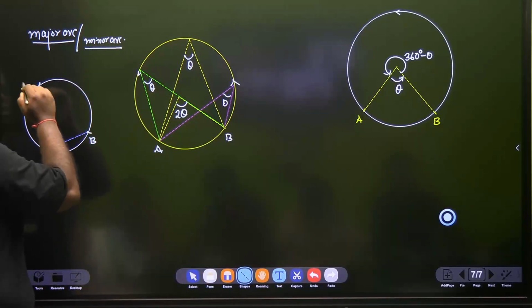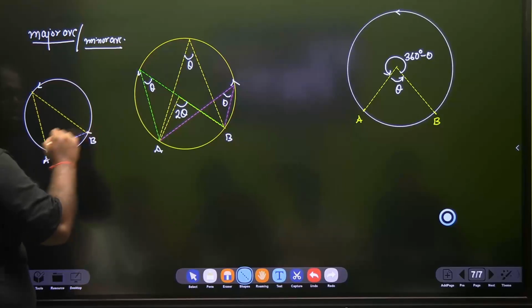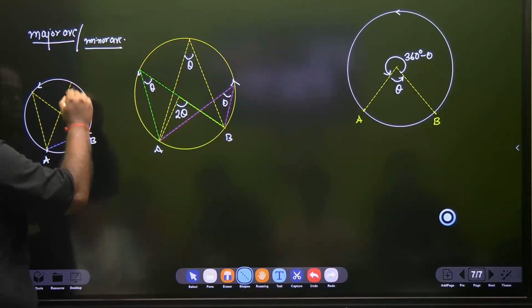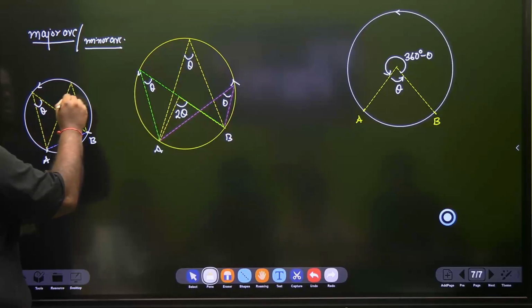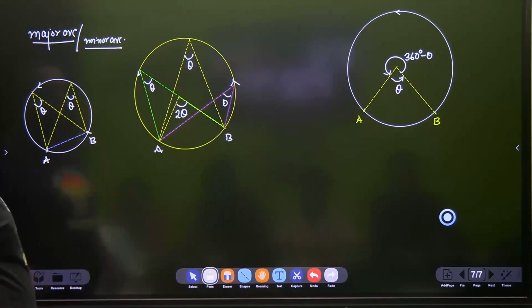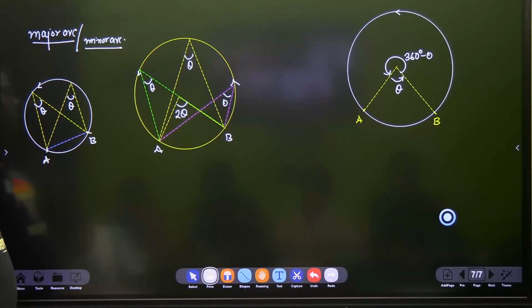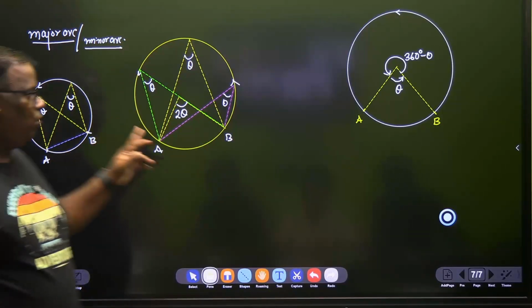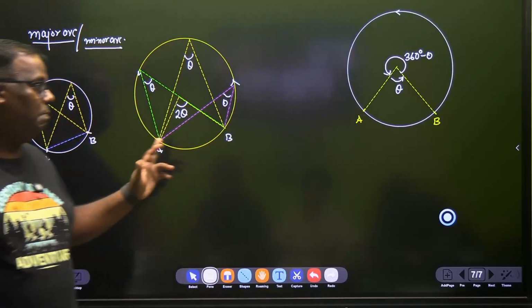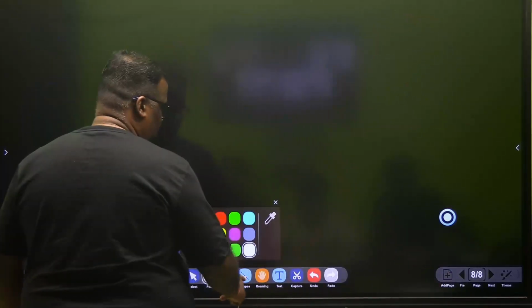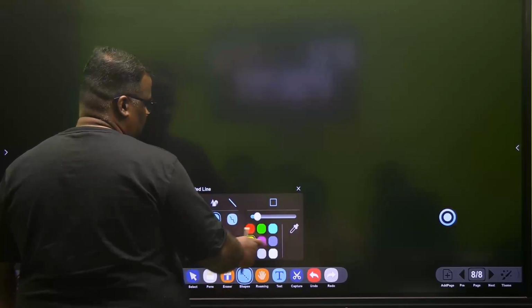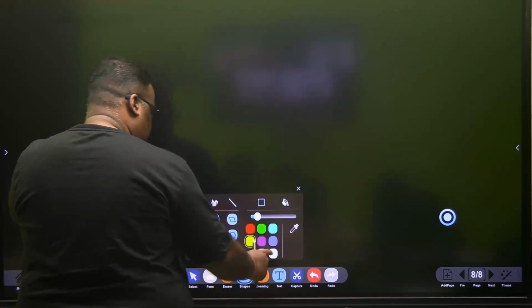This is what is called the trouser theorem. Angles on the same segment of a circle are equal. It means this angle, if it is theta, this angle will also be theta. Understood? Now you saw this theorem from the perspective of the minor arc. Let's see this theorem also from the perspective of the major arc.